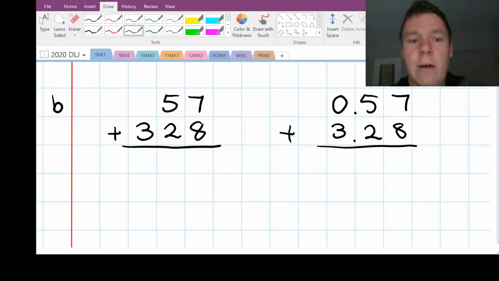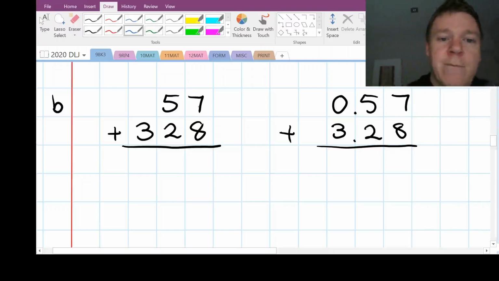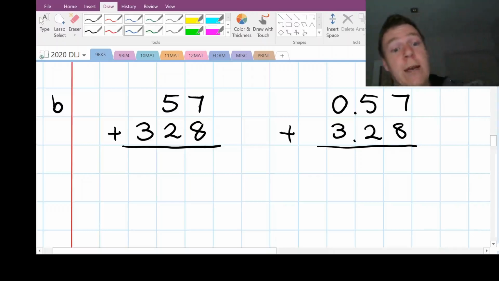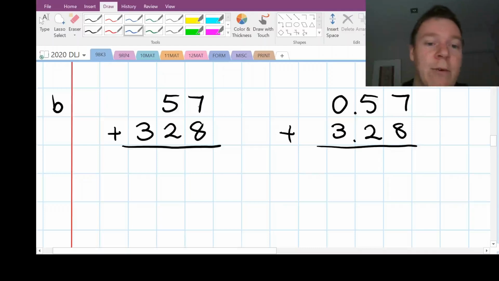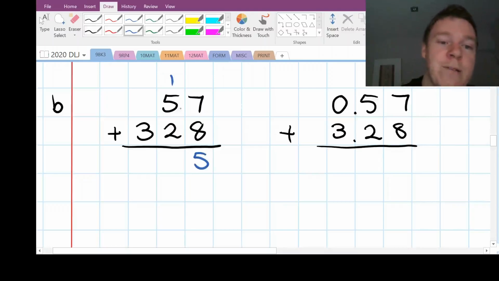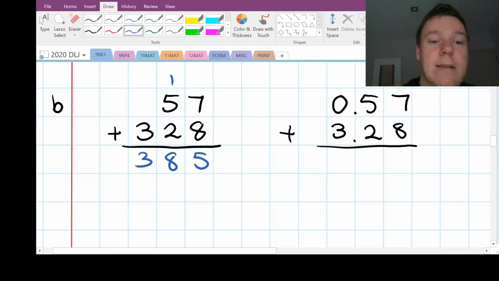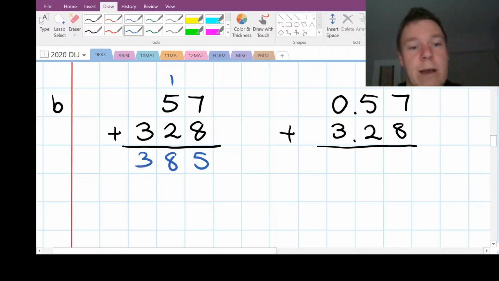Okay, so if we have a problem like 57 plus 328, we get 8 plus 7, 15, carry the 1, 8 plus 5, what am I doing? I'm doing multiplication. 5 plus 2 plus 5 plus 1 is 8, and 3 plus nothing is 3. So you get 385 when you add those together.